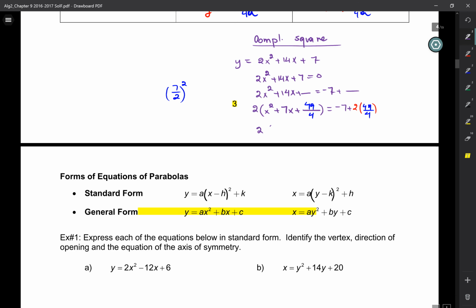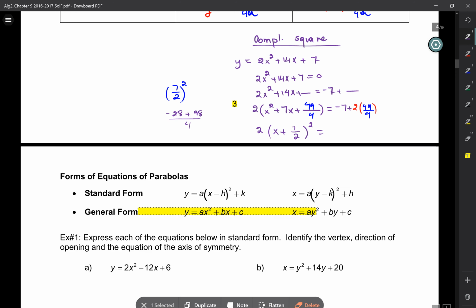So this was 2 times. Now we could factor this like this. So it was x plus the square root of that blue one, 7 over 2 squared, equals whatever that mess turns out to be. Which turns out to be what? -28 plus 98 over 4, so 70 over 4. Okay? That's how we always did it.